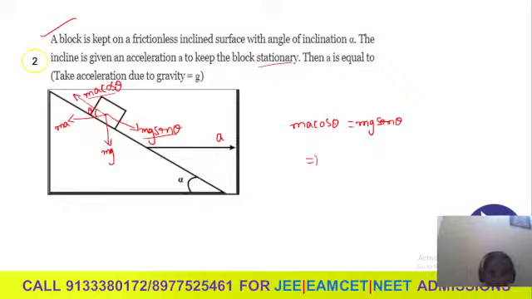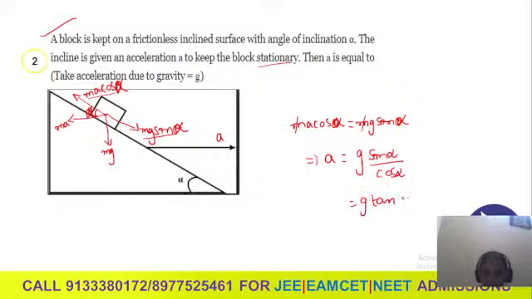Actually, alpha is given, but I considered theta. No problem. The inclination is alpha. So we can write alpha everywhere. So A is equal to, with m canceling on both sides, g into sin alpha by cos alpha, which is equal to g into tan alpha. So this should be the acceleration.